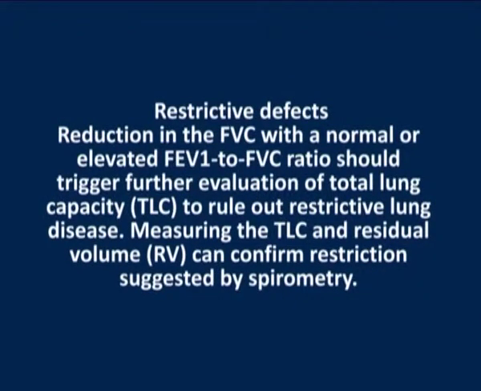Now, the restrictive defects. Reduction in the FVC with a normal or elevated FEV1/FVC ratio should trigger further evaluation of total lung capacity, that is TLC, to rule out restrictive lung disease. Measuring the TLC and residual volume, that is RV, can confirm restriction suggested by spirometry.